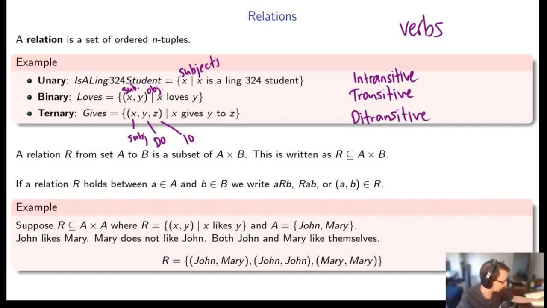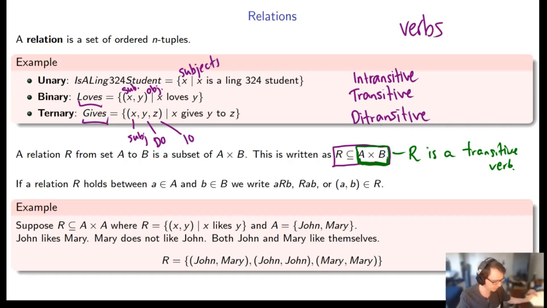Formally, we usually give relations a capital letter R. Usually because we're using verbs, I give them actual names like gives or loves or is a Ling 324 student. But we say that relations are a subset of A cross B. Basically this is like saying this R is a transitive verb in particular. What I mean by R is a transitive verb in this case is that R is a subset of A cross B, meaning there are two things that R comes from. One element comes from A and one element comes from B. It's looking for pairs in this case. And if a relationship holds, this means that it has a pair. So the pair AB is in the relationship R. So this is just more abstract.